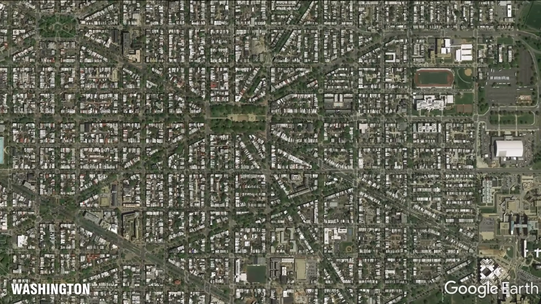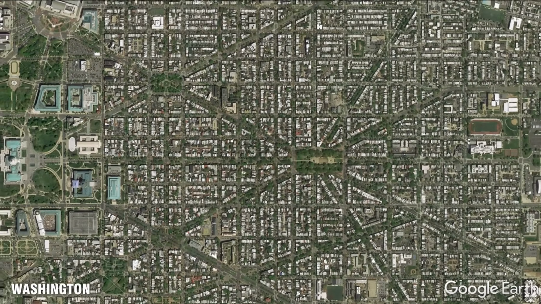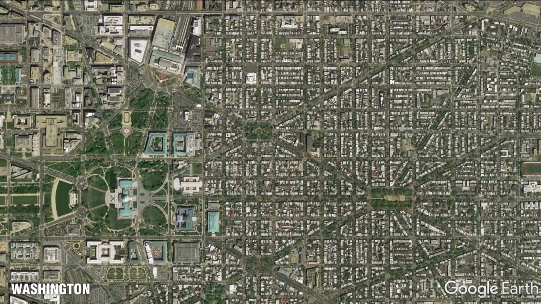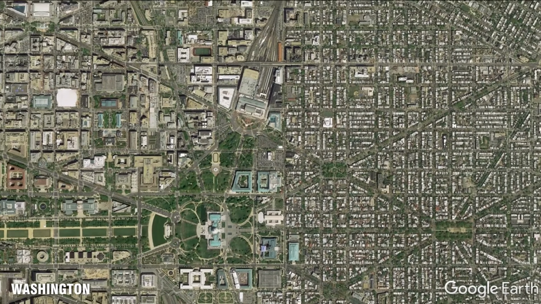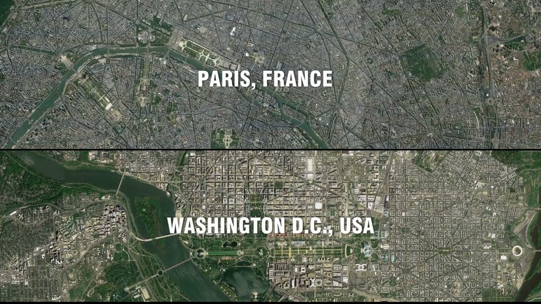In Washington, we can also see different layers: the grid, the strokes, the squares, the landmarks. We can see it's a city planned around an idea for a young country that wants to send a message. These two cities emerged in two different contexts and in different ways, and that's why their urban forms speak different stories.